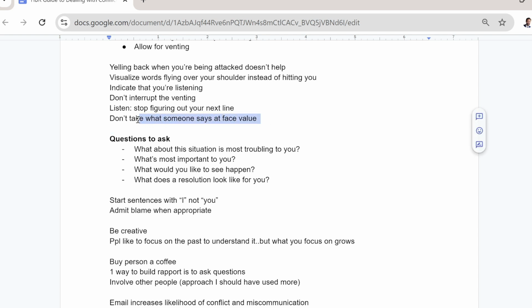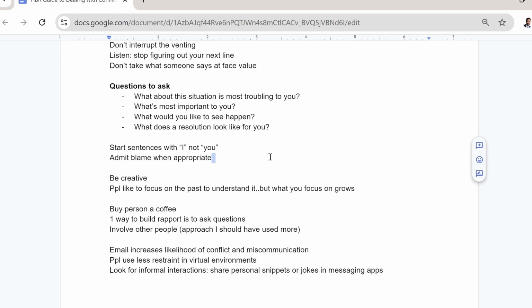Don't take what someone else says at face value. They might just be angry. Maybe they just lost a big contract or something like that. Some questions to ask. What about this situation is most troubling to you? What's most important to you? What would you like to see happen? What does a resolution look like for you?